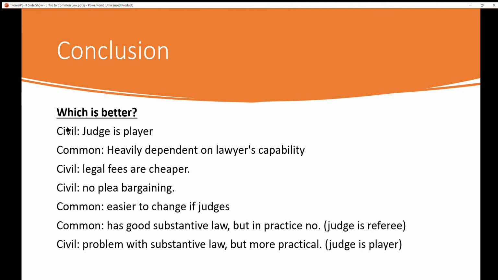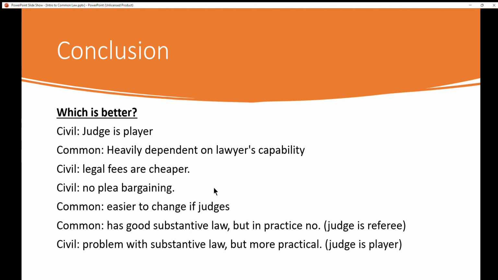So in civil law, the judge is a player. He's the one questioning, the one finding out the truth. Whereas in common law, if you have a lousy lawyer, too bad. You have to pay a lot for legal fees, and the guy who can afford the best lawyer will normally have an advantage. Whereas in civil law, legal fees are very cheap, right? And in civil law, there's no plea bargaining. You cannot say I plead guilty and then you give me a lower sentence, I save the court time, I save money. But civil law, they don't believe in this.